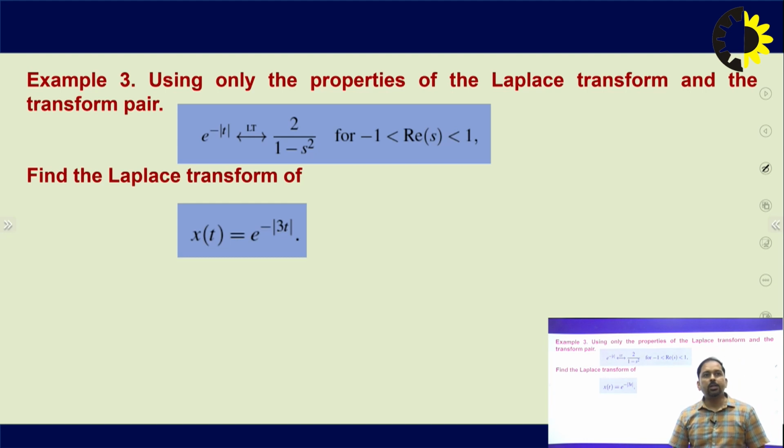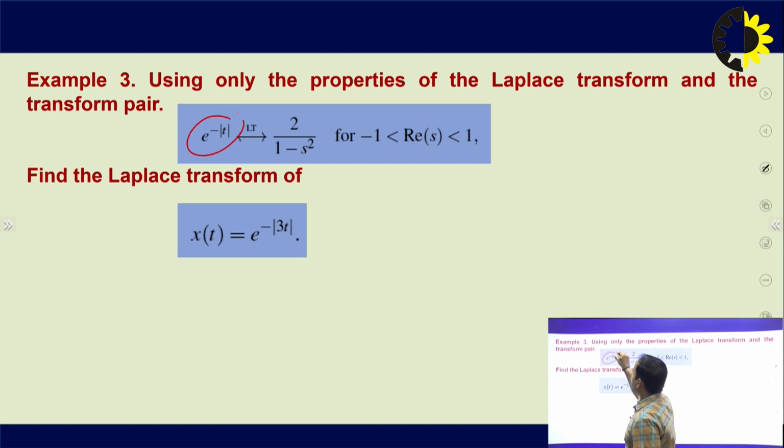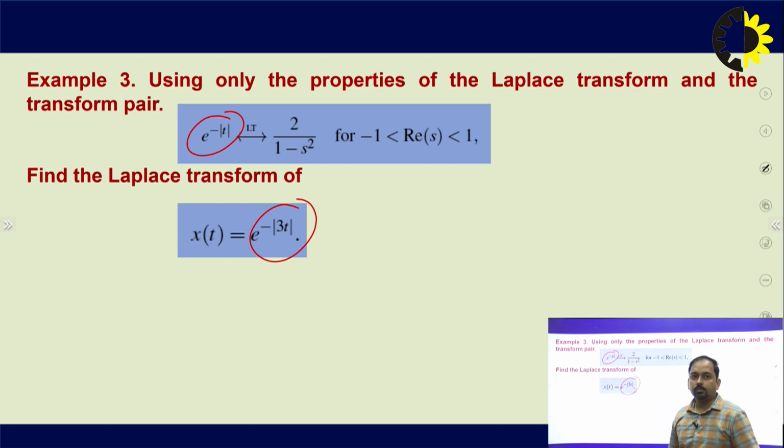Now using only the properties of Laplace transform and the transform pair, find the Laplace transform of e raised to the power minus mod 3t. So if we can see that previously we have a signal, but the new signal is having a factor of 3. So 3t means we have to utilize a scaling property.